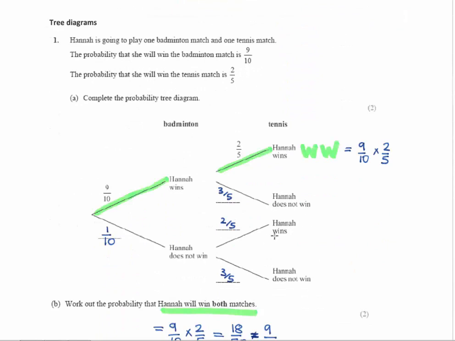Tree diagrams. Okay, first of all, a simple matter of completing the tree diagram with the probabilities. So the probability that Hannah wins badminton is 9/10. So the probability she doesn't is 1 out of 10. The probability she wins tennis is 2 out of 5. So the probability she doesn't is 3 out of 5. And we're going to put the same probabilities in here. So the probability she wins is 2 out of 5. And the probability she loses is 3 out of 5.